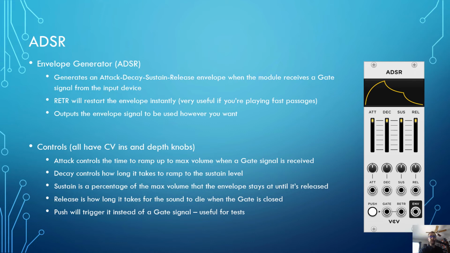Attack, or ATT, controls how long it takes to ramp up to max volume when a gate signal triggers the ADSR envelope generator. Decay controls how long it takes to ramp to the sustain level. Sustain is a percentage of the max volume that the envelope stays at until it's released. And then the release says, okay, the gate signal has stopped. How long does it take for the envelope to release or die down back to fully off?